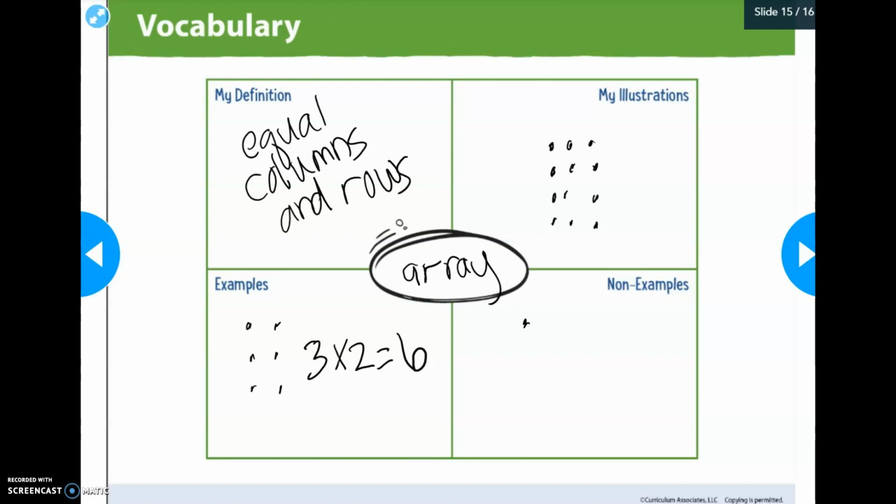A non-example is if you didn't have the same amount. So if you had an array like this, you can't multiply it because you don't have equal groups. So that's the beginning of page 129. You can hit pause while you write it down. When you're done writing this down, you're just going to finish page 129 and complete page 130 as well. Good luck with these pages. Let me know if you have questions during the live, and I'll be happy to help you.